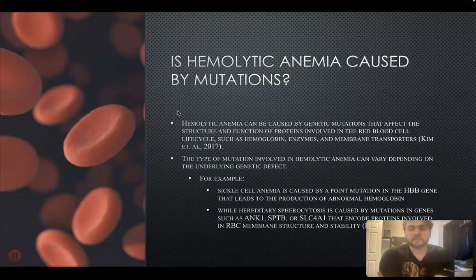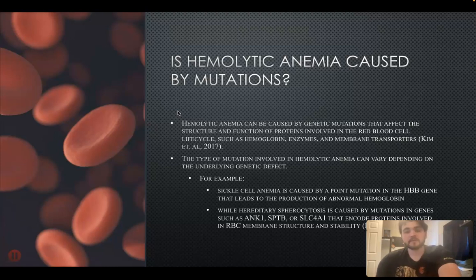So, is hemolytic anemia caused by mutations? Hemolytic anemia can be caused by genetic mutations that affect the structure and function of proteins involved in the red blood cell life cycle, such as hemoglobin, enzymes, and membrane transporters. The type of mutation involved in hemolytic anemia can vary depending on the underlying genetic defect.